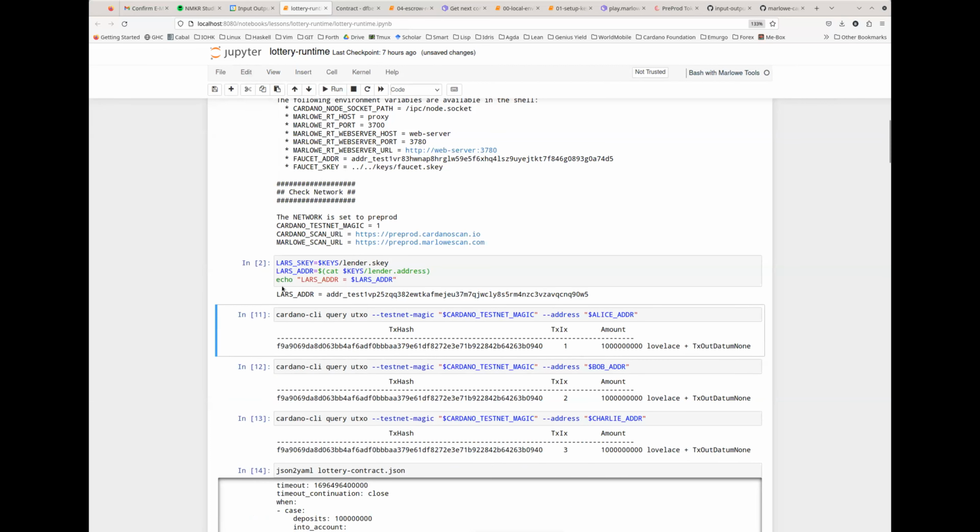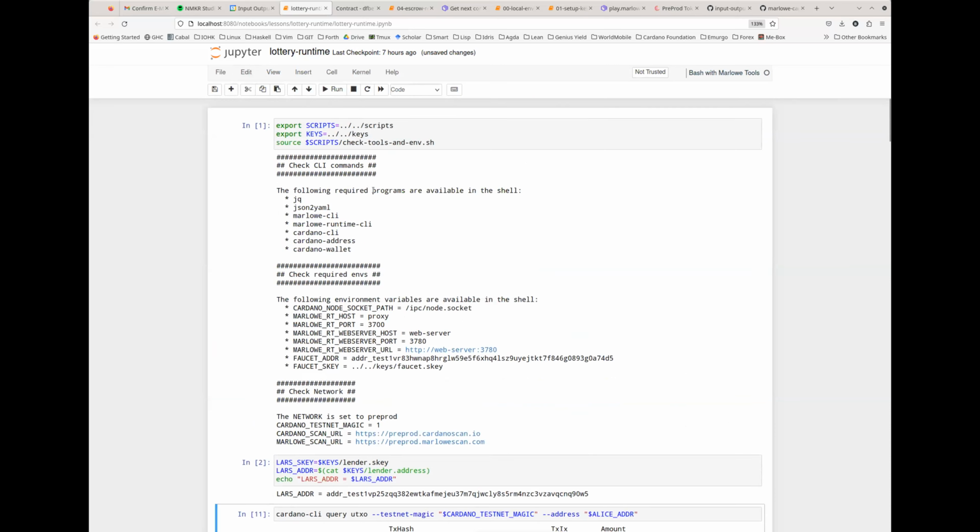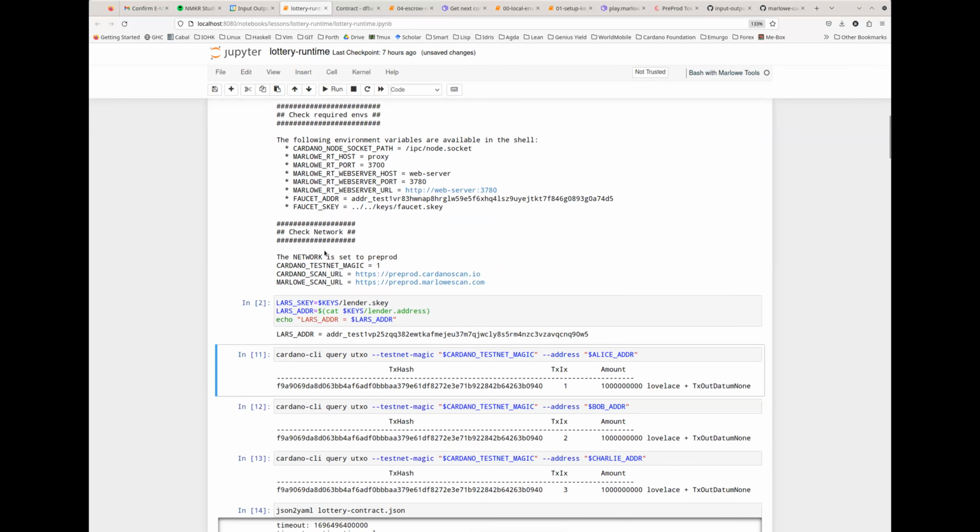Right. Now, one of the tools that's installed here in the environment is called Cardano CLI. So that has nothing to do with Marlowe. That is a general tool that you can use to do more or less everything on the Cardano blockchain from the command line. But it's very low level. So it's quite painful to work with. But for example, you can create transactions with it, and you can also query UTXOs at a specific address.